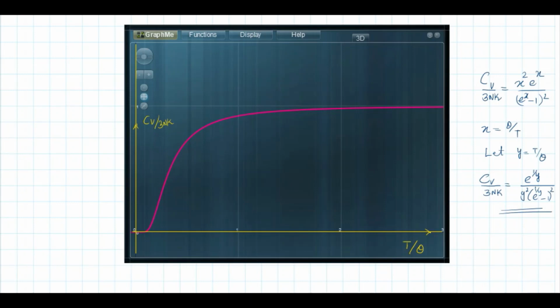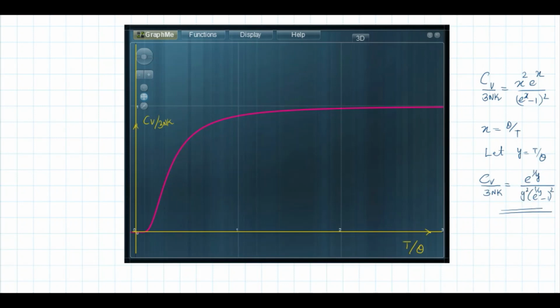This is the plot of Cv by 3Nk versus T by theta. Cv by 3Nk, from that expression, is x square e raised to x by e raised to x minus 1 the whole square with x equal to theta by T. But here in the x-axis you have T by theta. So make a variable change: let y equal to T by theta, and replace all the x with 1 by y. So this becomes (1 by y) square e raised to 1 by y divided by e raised to 1 by y minus 1 the whole square. If you plot this function, it will be like this.